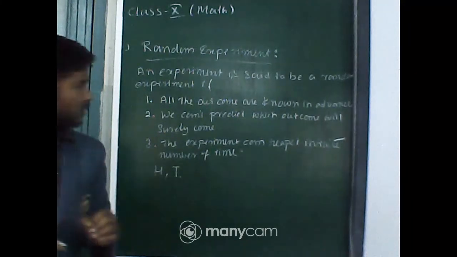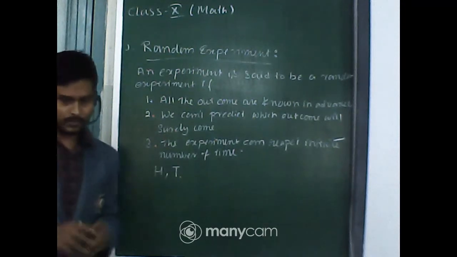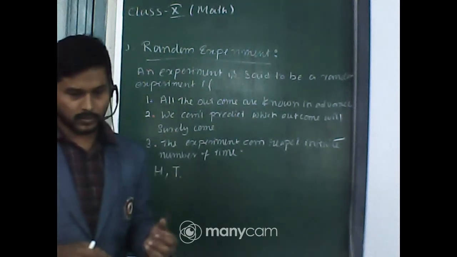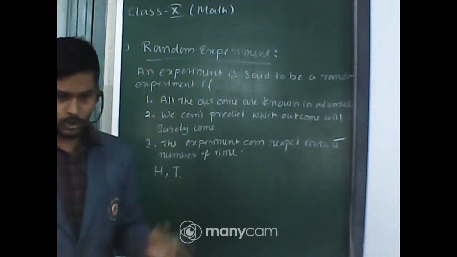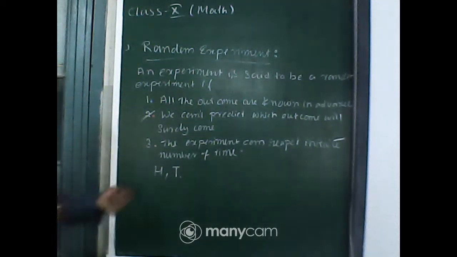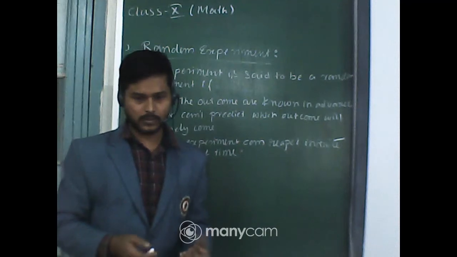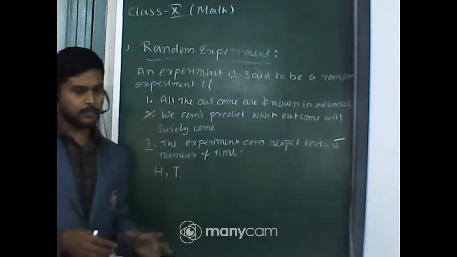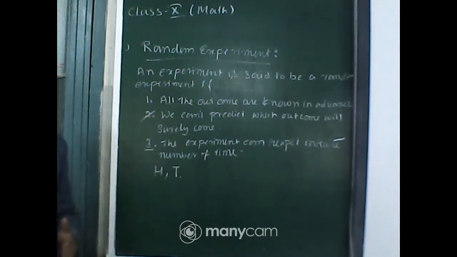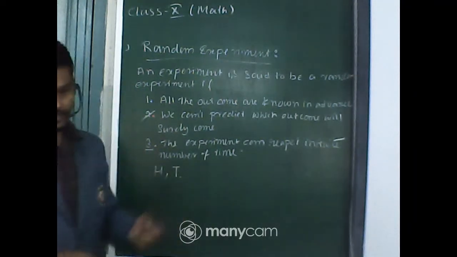But can you predict surely that the outcome will be head or tail? When you toss a coin, can you say that the outcome will be definitely head or definitely tail? No. That means we can't predict which outcome will surely occur. And third, the experiment can be repeated infinite number of times. We can toss a coin infinite number of times. So as tossing of a coin satisfies these three conditions, we can say that tossing of a coin is a random experiment.